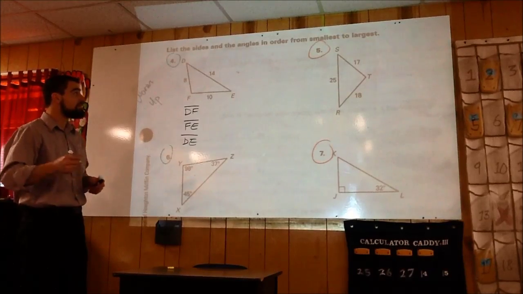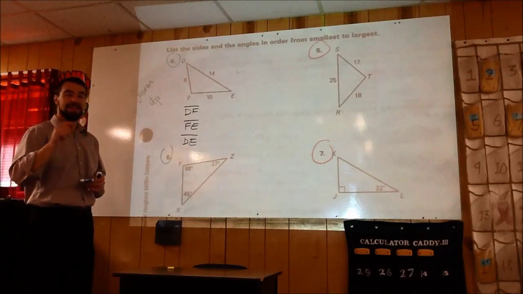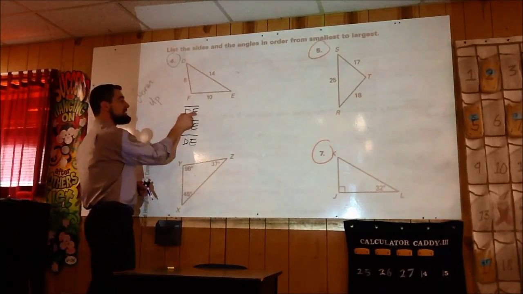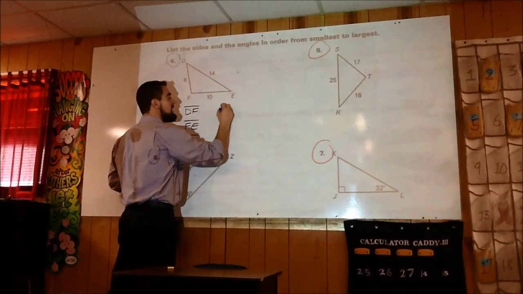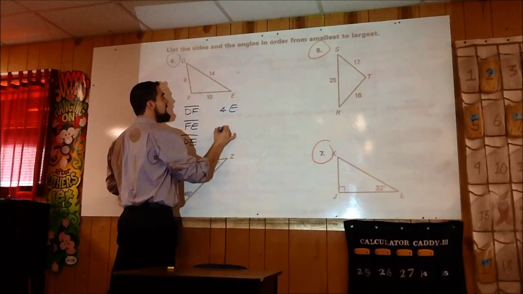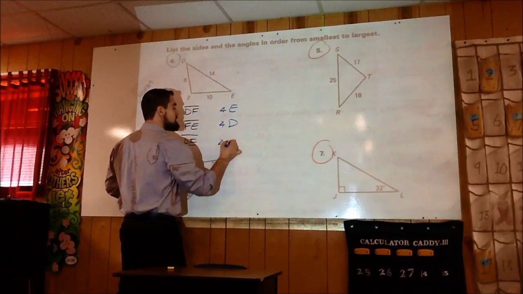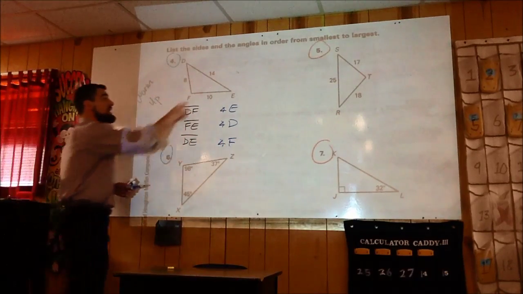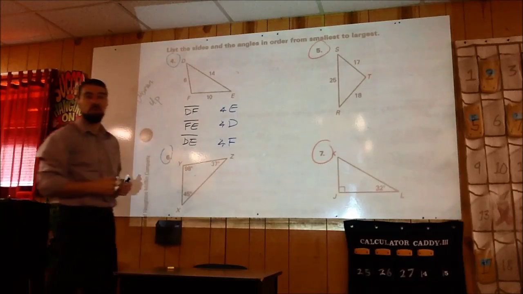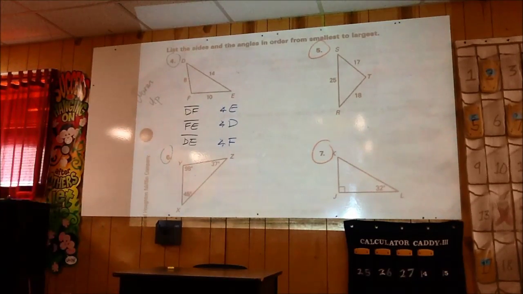Now for the angles, we're going to have to think a little bit. The smallest angle is opposite the smallest side. So the smallest side is side DF here, so the opposite angle would be angle E, making angle E my smallest angle. Angle D would be the one in the middle, and the largest angle in this triangle is angle F because it's opposite the largest side, which is 14. So very simple question. Number 6, right below that, is the next one I want to talk about.